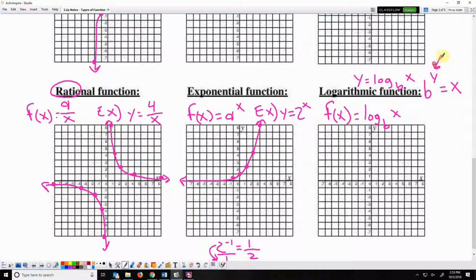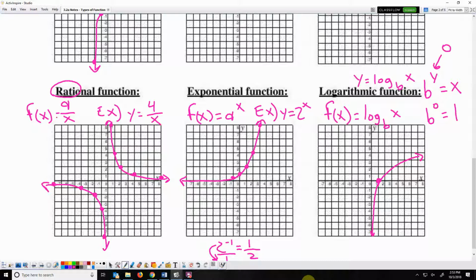If I put in a 0, any b to the 0 power is always 1. Anything to the 0 power is 1. So if y is 0, x is always 1. So that point right there, (1, 0), is definitely going to be on this graph. And as it goes down this way, it's going to hug the y-axis. And this is where we'll be less precise with this one. It goes off in that direction.